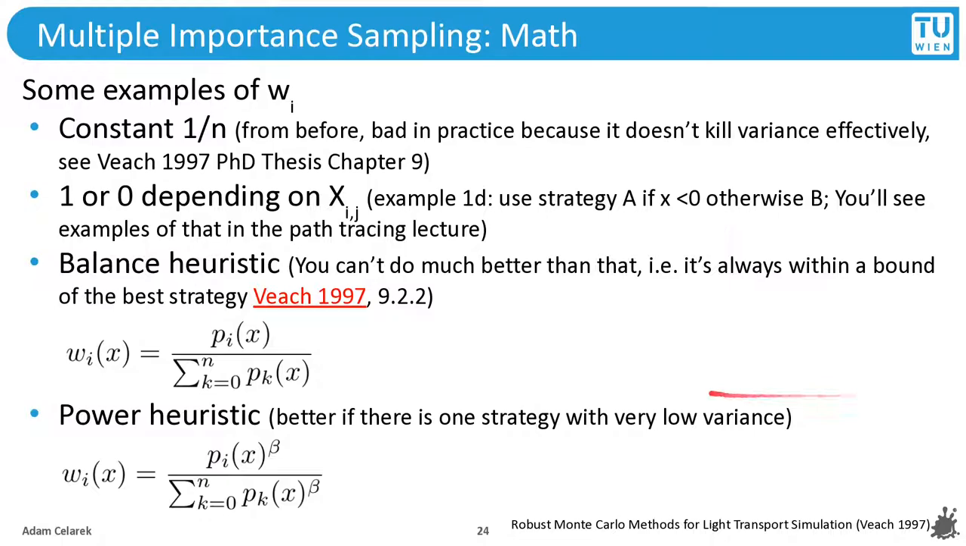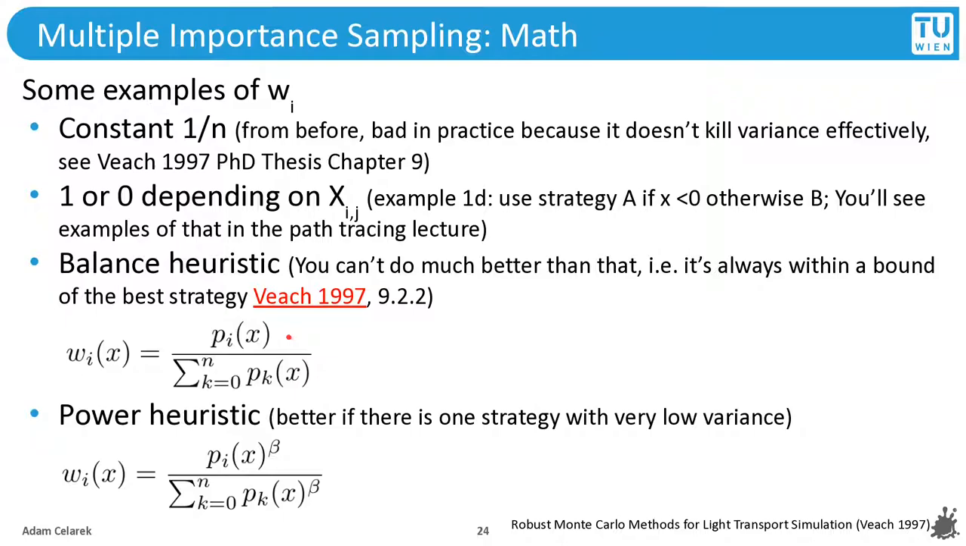And now let's go to the balance heuristic. This is the real powerful thing. Eric Veitch proved that when you use this heuristic, your error will always be within certain bounds of the optimal strategy, of the best strategy that could be possibly taken.